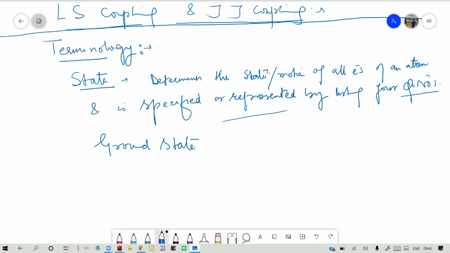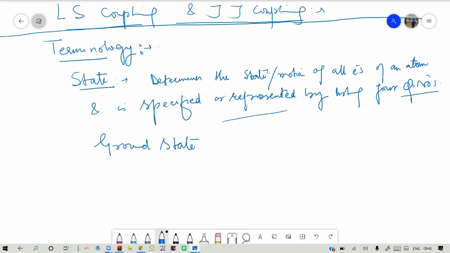For example, for what value of L of a given atom is it the lowest energy state? And when it is a higher energy state, what will be the value of L? Will it be more? Will it be less? That we will discuss next.